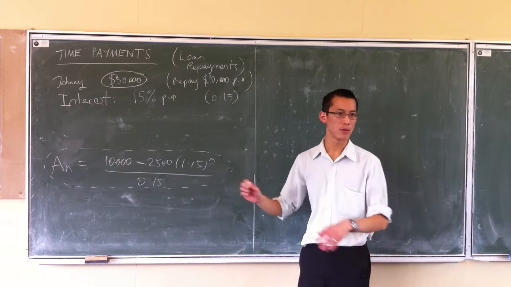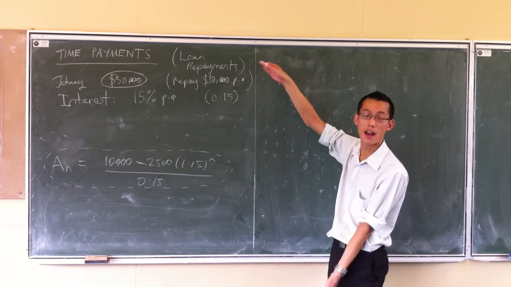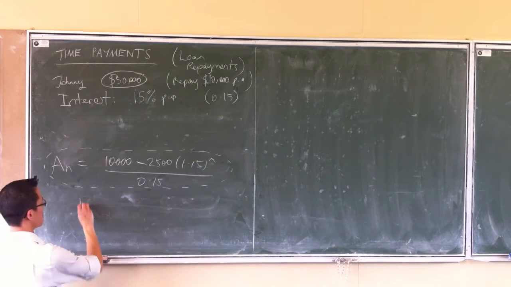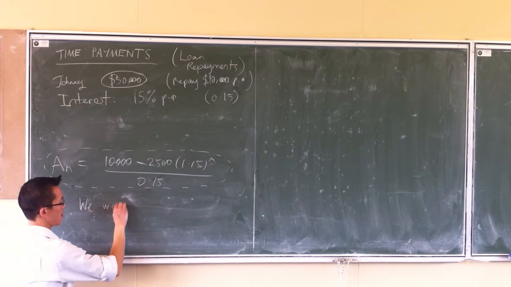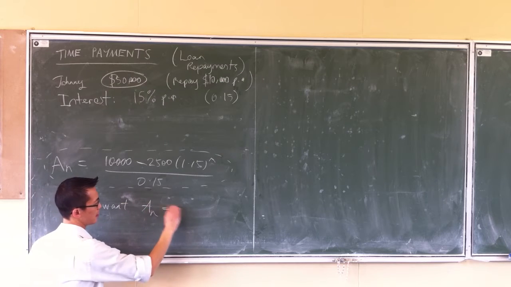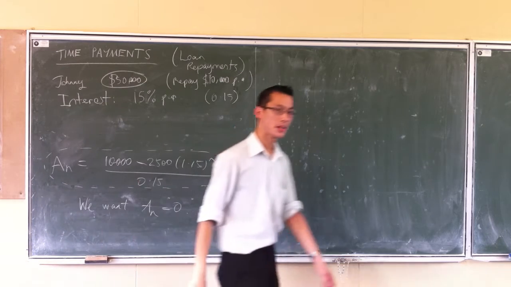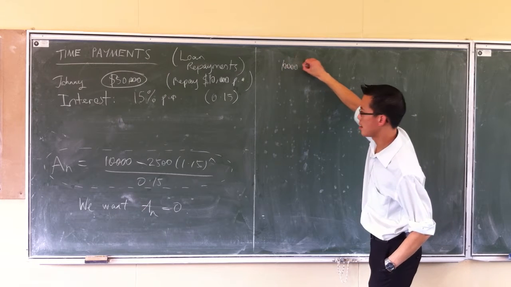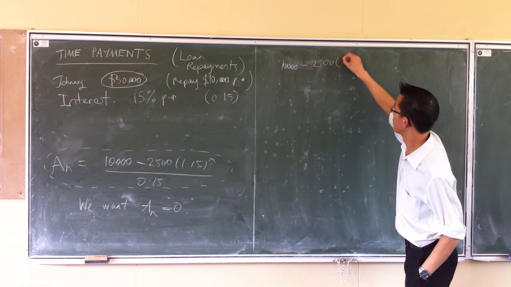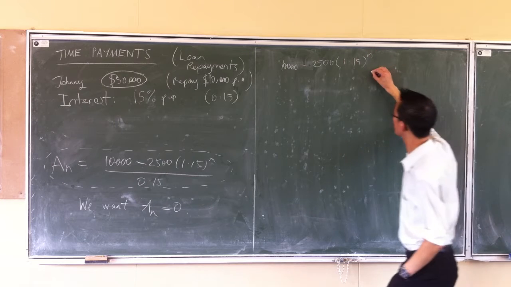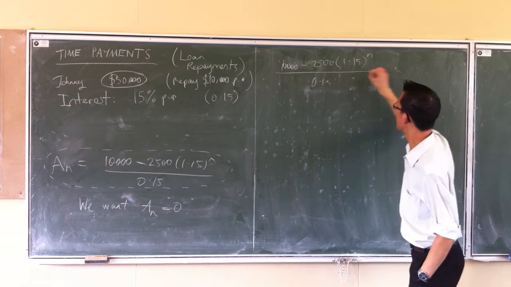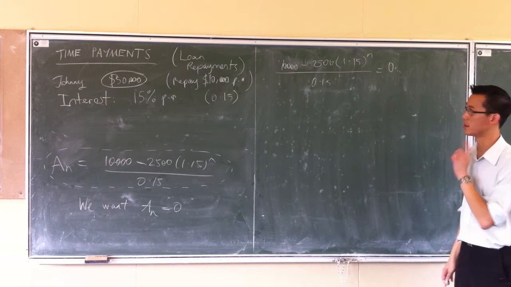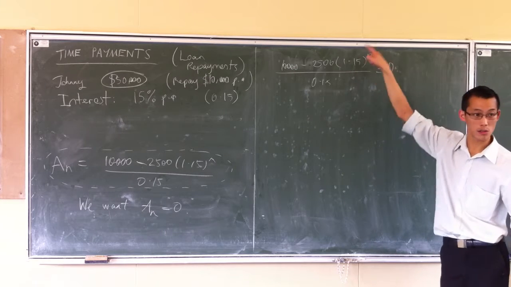To work out the question, if he keeps repaying this amount, how long will it take? We want to let A and M, that amount after the end here, be 0, right? So that's going to leave us with this, 10,000 minus 2,500, equal to 0. You can disregard the denominator, because it actually doesn't have an effect on the solution up here.